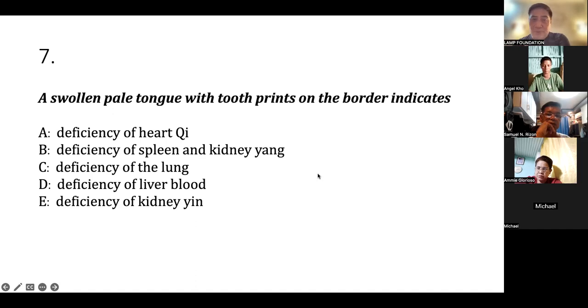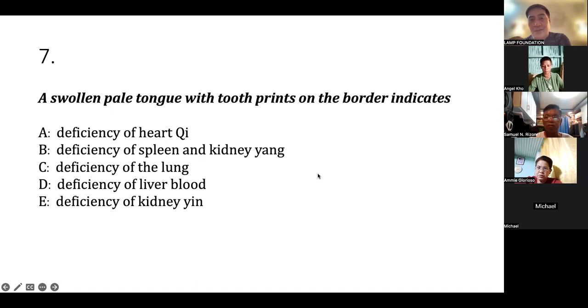So, of course, when it becomes deficient, what happens? You'll have blurring of vision. If you're a woman, you'll have amenorrhea. What else? You will have numbness of the extremities. Now you see it. Can you see it now?